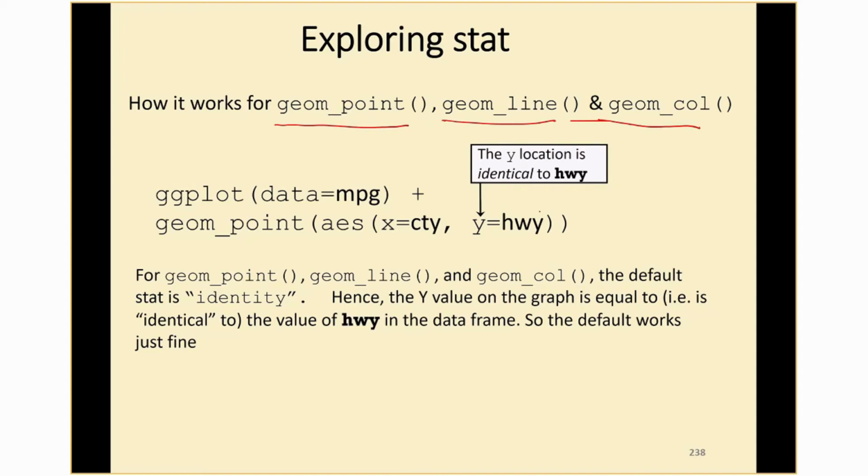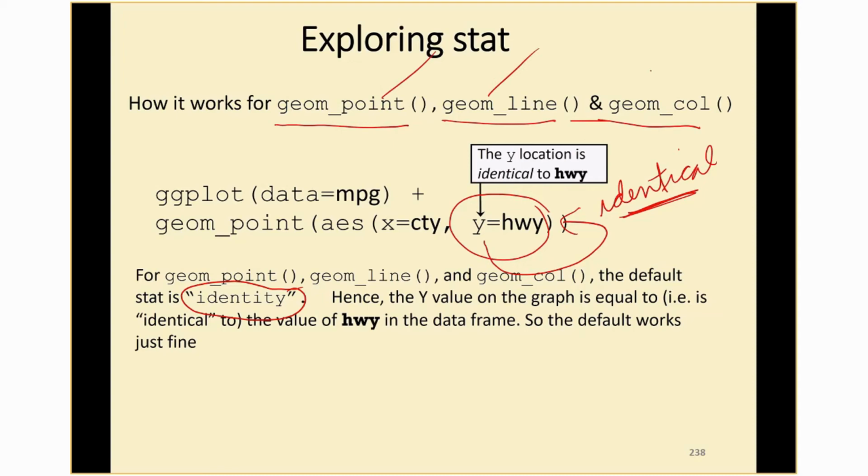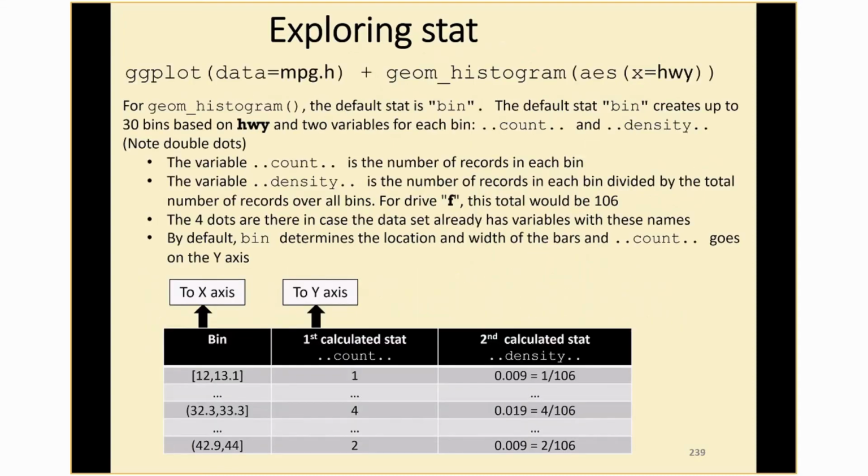We mapped the y location on the highway. So the whole idea about this stat being identity is that what goes on the y-axis is identical to highway mileage. So that's the way it works for these geoms, and it works just fine. How does it work for geom histogram when we map x on the highway? How does that stat work?